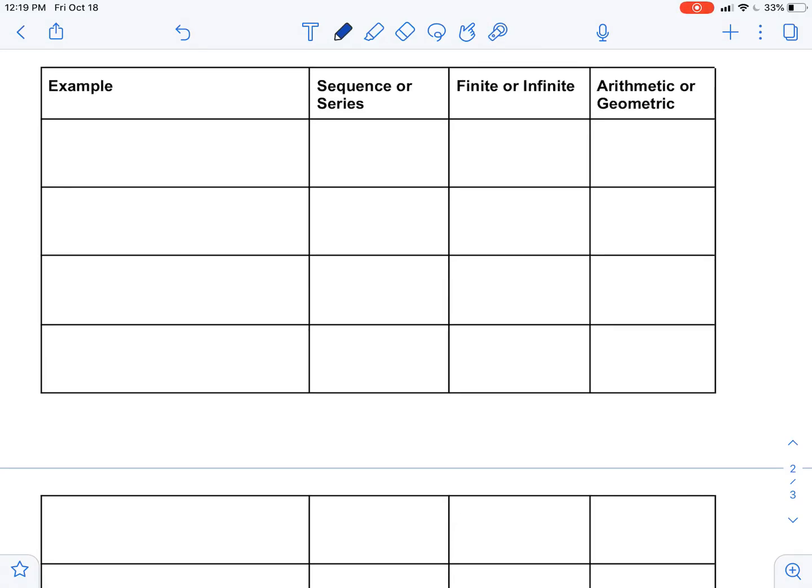Okay, so in the last video I showed you how to find the sum of a series, and so now we're just going to look at some examples, and you're going to determine whether they are sequences or series, finite or infinite, and whether they're algebraic or geometric. So your first one you're going to be doing is 4, 7, 10, 13, 16, and 19.